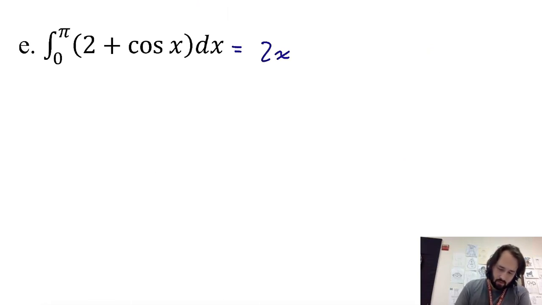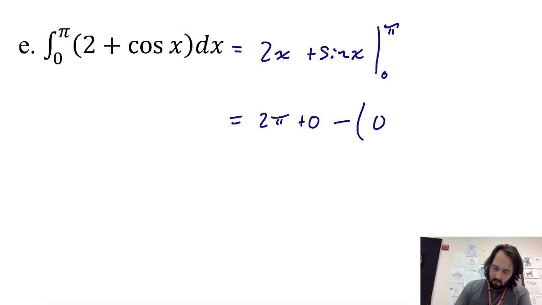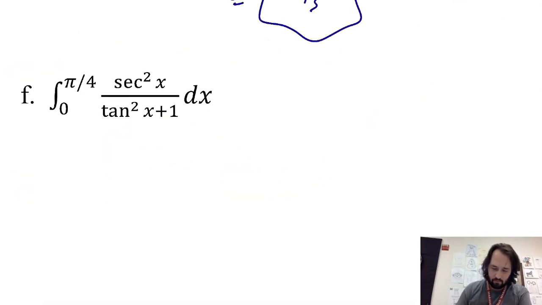The antiderivative is 2x plus sine of x from 0 to pi. So I have 2 pi plus sine of pi, which is 0, minus 0 plus sine of 0, which is 0. So 2 pi it is. Pretty confident in that one.